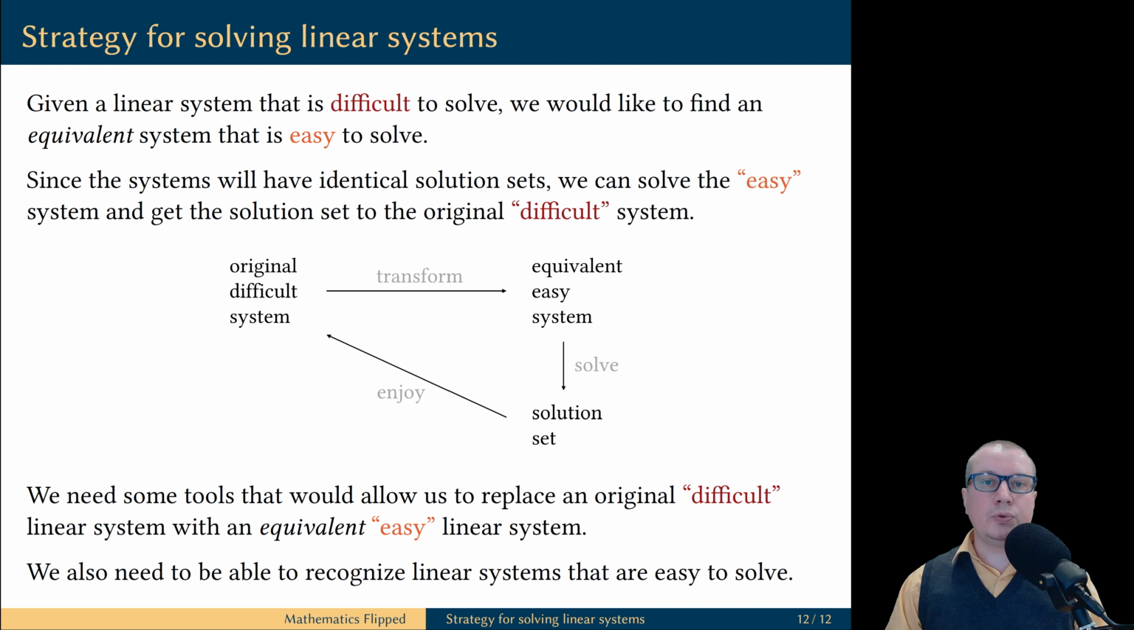First of all, we need to know what we can do to a system so that the transformed system is equivalent to the original one, which kinds of transformations preserve the solution sets, and secondly, we need to know what to look for. What kinds of systems are easy to solve?